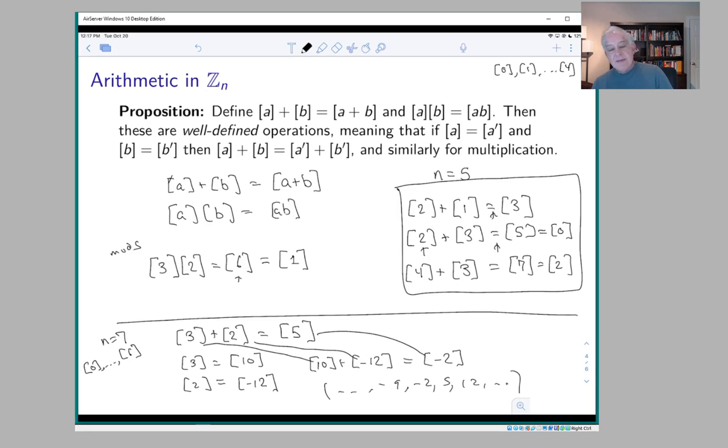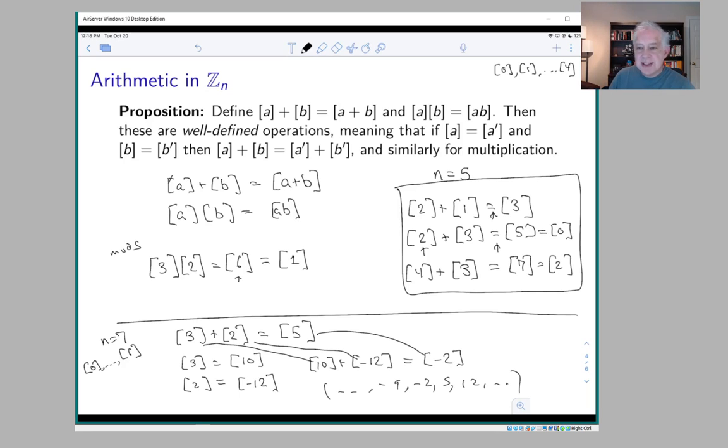So even though these congruence classes may have different names, you might be able to rename 3 as 10 and 2 as minus 12, and then you would get what looks like a different sum. In fact, you get the same sum. And that's what it means to say that the addition is well defined and that the multiplication is well defined.